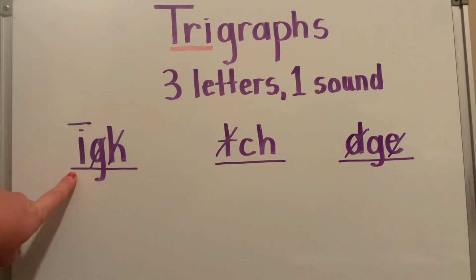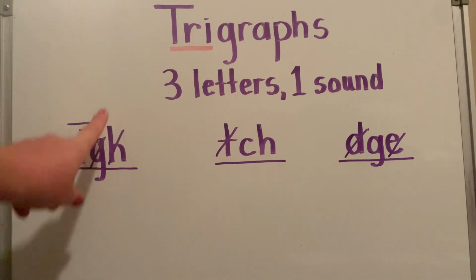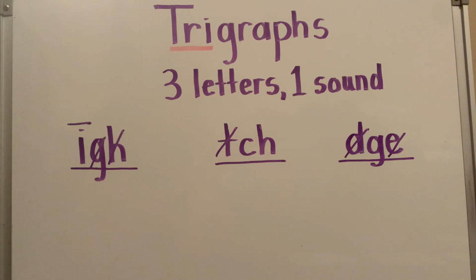Now this one, IGH, is a vowel digraph. Why do we call that one a vowel digraph? That's right, because it makes the long I vowel sound. So, like all trigraphs, I underline it. I cross out the G and the H because I don't hear those letters. They're just there to help. And I put a macron above the I because it makes that long I sound.